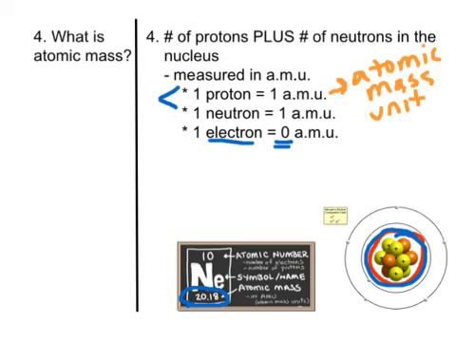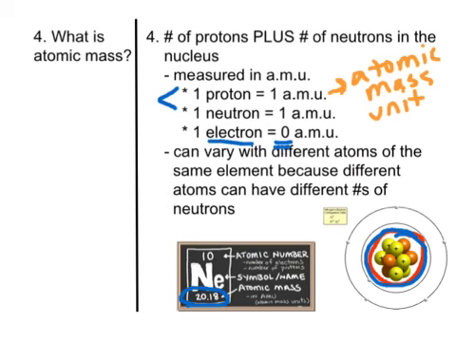But for right now, you just need to write this down: the atomic mass can vary with different atoms of the same element because different atoms can have different numbers of neutrons. Remember we mentioned before, when we were talking about the parts of the atom, that the number of neutrons can vary without changing its identity. So the average atomic mass down here is a decimal because we're going to have different atoms of the same element with different numbers of neutrons. Okay, and we'll talk about that in the next notes, which are the isotope notes.